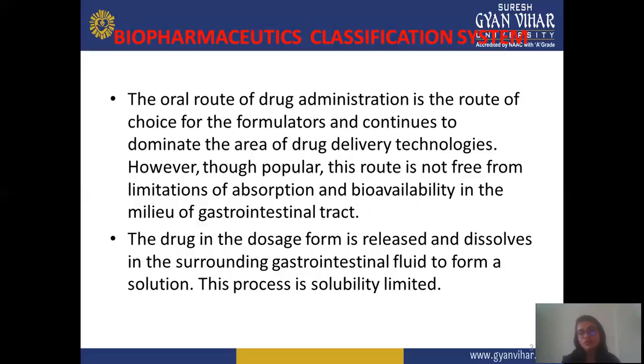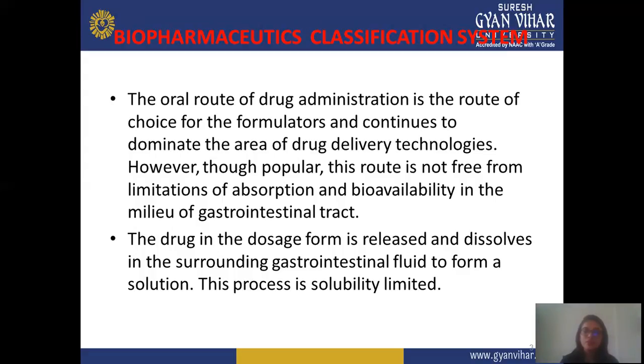Formulation-wise, this route is also good for formulation purposes, and the oral route is mainly preferred. The area of drug delivery through the oral route is also large. But though this route is popular, it is not free from limitations of absorption and bioavailability, which may depend on certain types of bacteria or the GI tract absorption rate. This is a limitation for absorption.